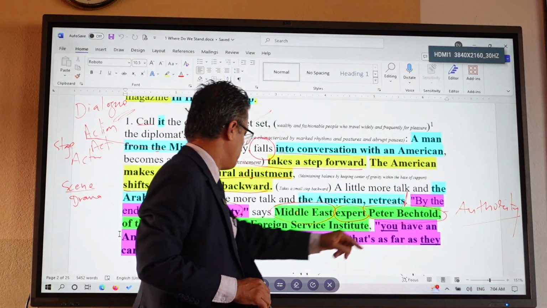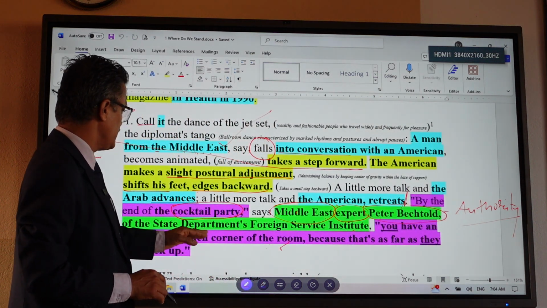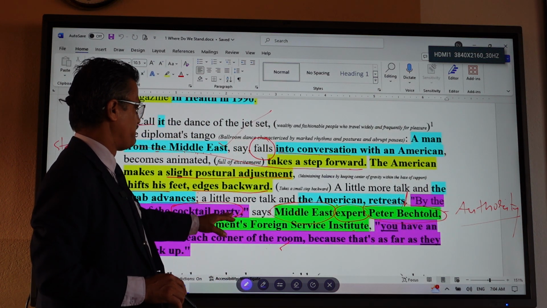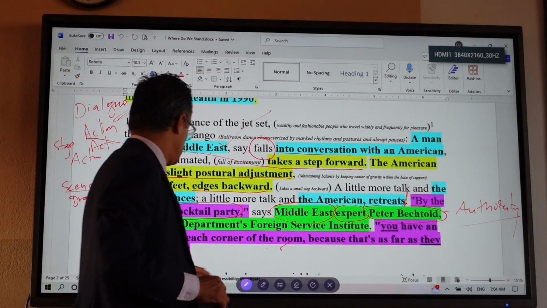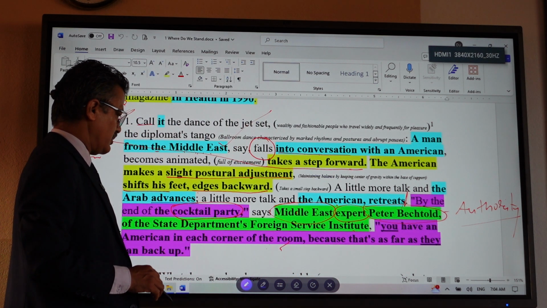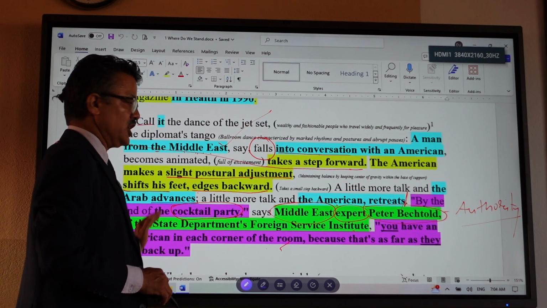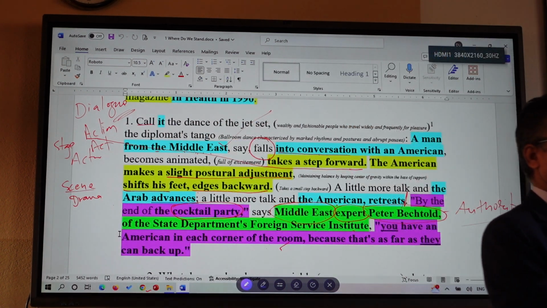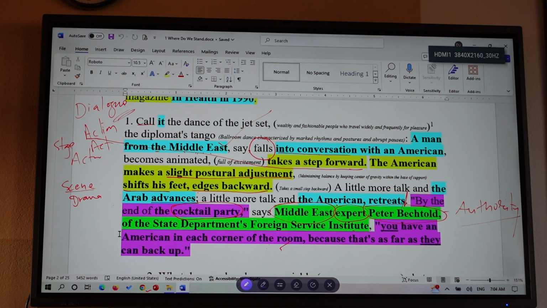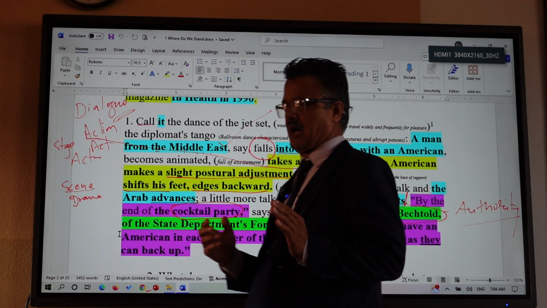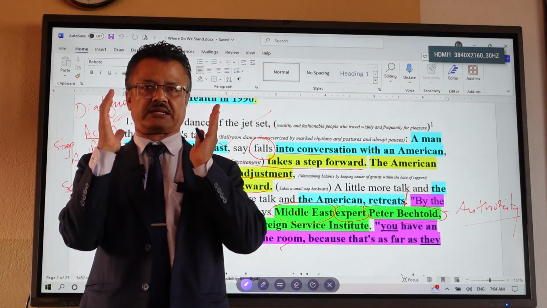And what is the quotation? By the end of the cocktail party, you have an American in each corner of the room, because that's as far as they can back up. When this paragraph ends, we have a climax. What climax? There was activity. Now climax is the Middle Eastern man has pushed the American in the corner. Now this is how the essay opens, with a dramatic scene to catch your attention.